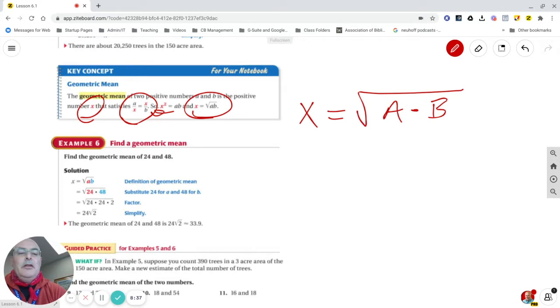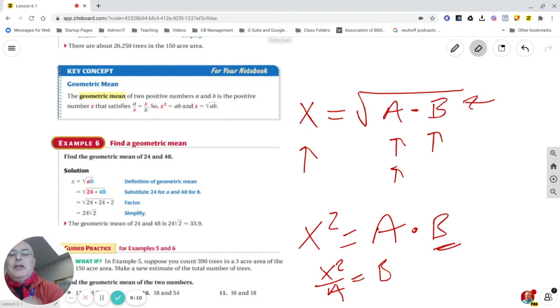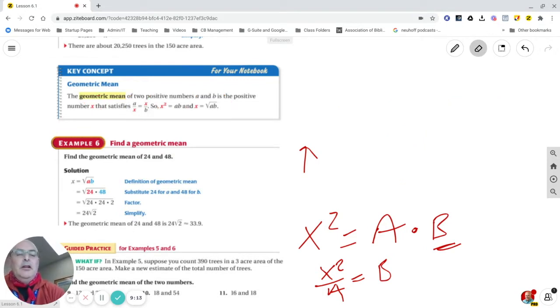Now I can be given these two numbers and find the geometric mean, or I can be given the mean and one of the numbers and then solve for the other. I need to become familiar again with working with square roots. I know that if I want to get rid of the square root here, I would square both sides and I get back to x squared equals a times b. And if I'm looking for, say, b and I know a, then I would end up with x squared over a equals b.